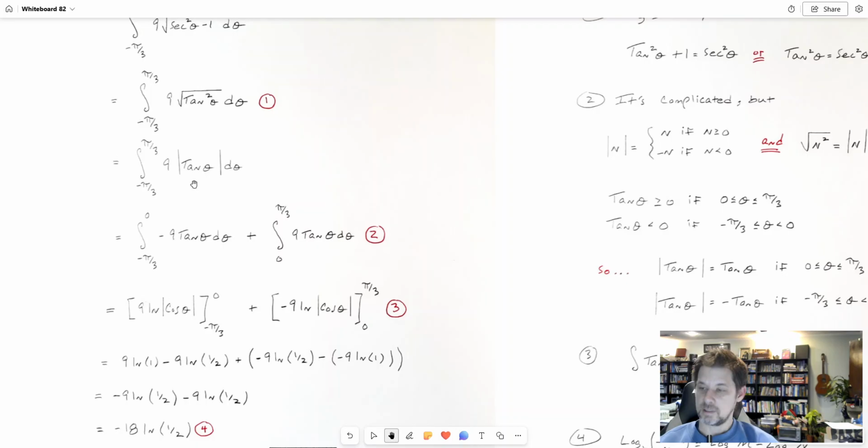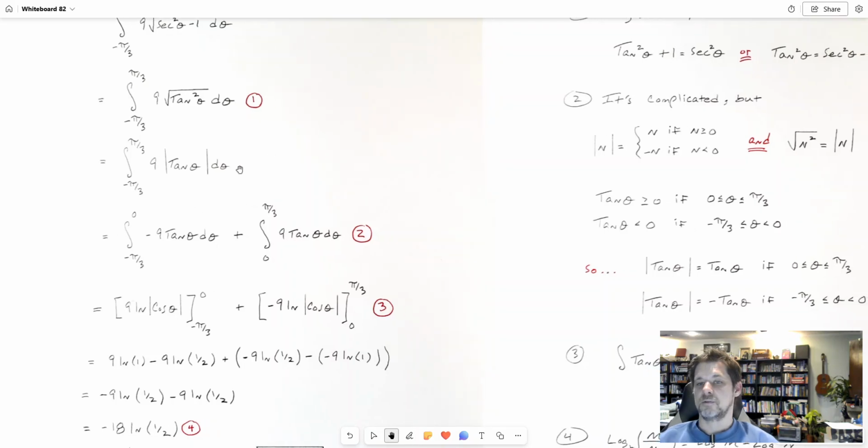Now, let's pause for a second. Ultimately, my goal is to solve this integral. To do that, I'll need to find the antiderivative of whatever function is in there. And with the absolute value of tangent theta, that's still not something that I think I can work with. If I tried to look up some formula for the antiderivative or indefinite integral of the absolute value of tangent theta, I might have trouble finding it. All right, so here's what we can do.